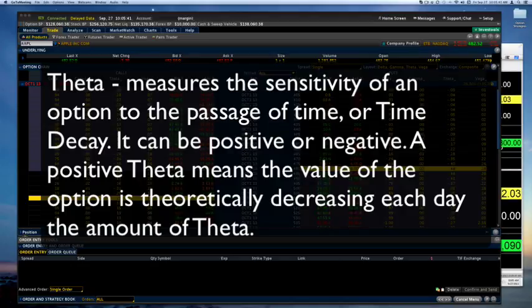So theta measures the sensitivity of an option to the passage of time, or the amount of decay it has over time. And it also can be positive or negative. Now, positive theta means that the value of the option is theoretically decreasing each day by that amount of the theta. So in other words, if I have a positive theta of, say, 10 cents, 0.1, that means my option each day is decreasing by 10 cents. All right. And if it's negative, then it's obviously the opposite. It's increasing.